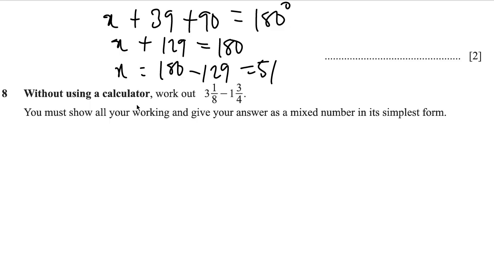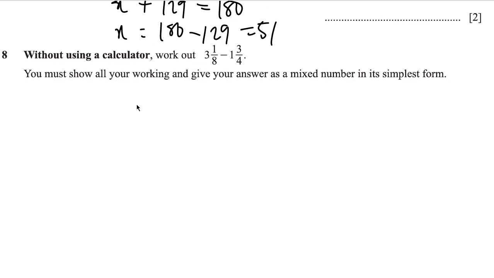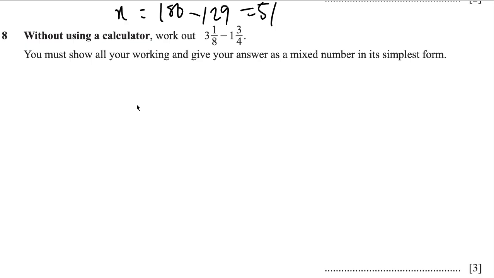Question 8 says, without using a calculator, work out 3 whole 1 over 8 negative 1 whole 3 over 4. You must show all your working and give your answer as a mixed number in its simplest form. So the easiest way to go about this, there are basically two methods. It's either you convert 3 whole 1 over 8 to an improper fraction and then proceed.